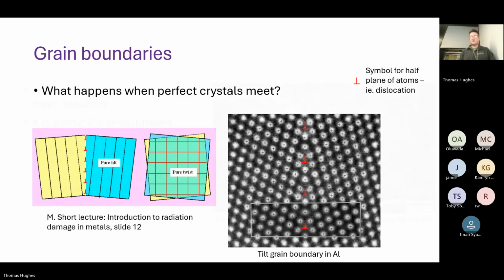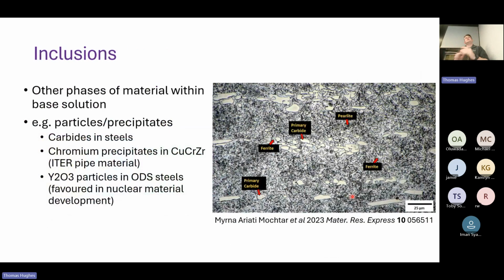Cool. So another thing we need to think about is inclusions. So pretty much anything that's ever used in metals is not just a pure material. So famously steel, iron, carbon, and generally more fancy steels have a lot more additive stuff in. Like, for example, your stainless steel has lots of chromium in, so it doesn't corrode. But these different phases can form, and sometimes they'll create something known as inclusions, like particles or precipitates. So like a carbide in a steel, or chromium precipitate, and stuff like that.